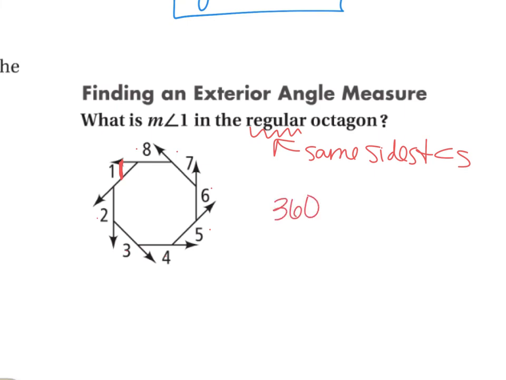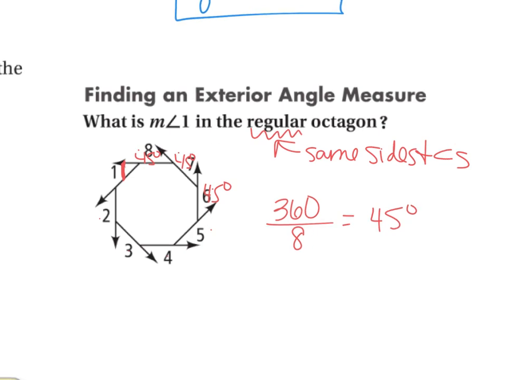And so now you just take 360, and since they're all the same, you divide it by the number of exterior angles there are, which is 8. And you divide that out, and you get 45 degrees. So each one of these is 45. Kind of cool. I could go all the way around, but I'm trying to save time.